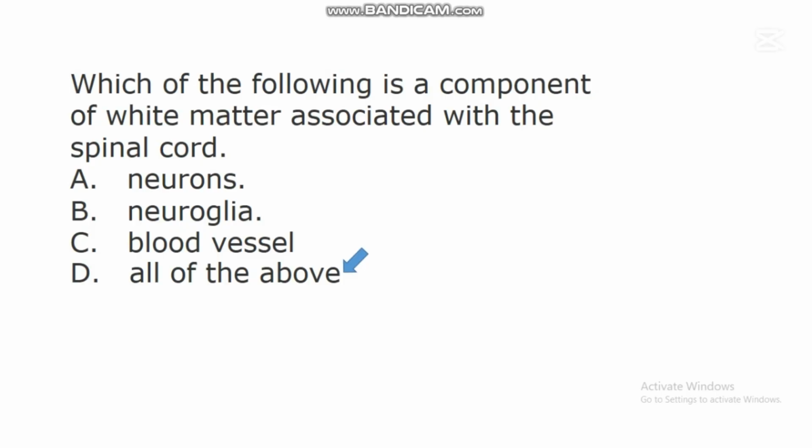All of the above. Studies have shown that the white matter contains neurons, neuroglia, and blood vessels. So the white matter contains the nerve cells, the neuroglia, and the blood vessel in it.